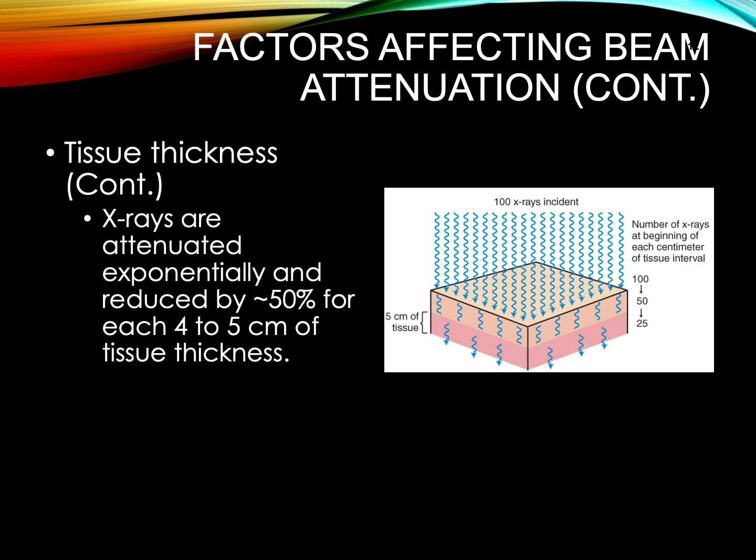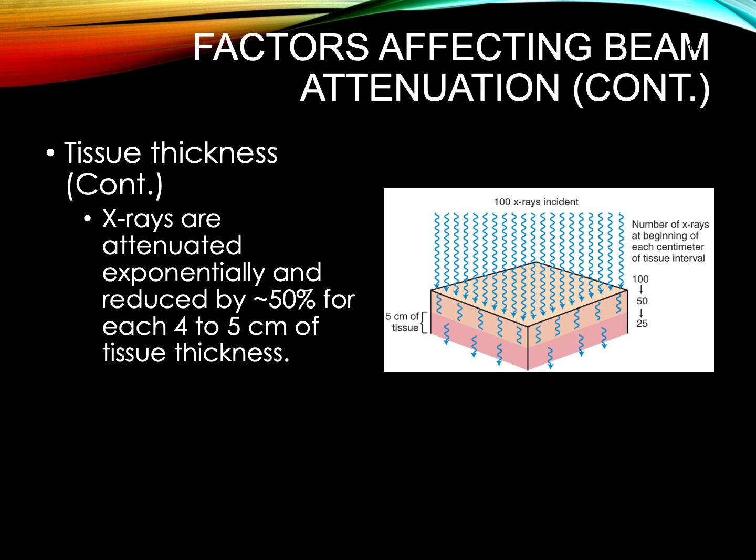So there are factors affecting beam attenuation. X-rays are attenuated exponentially and generally reduced by approximately 50% for each 4 to 5 centimeters of tissue thickness. The thicker the anatomic part, the more X-rays are needed to produce the radiographic image. The thinner the anatomic part, the fewer X-rays are needed to produce a radiographic image. And you will control this at the control panel by changing your technique.